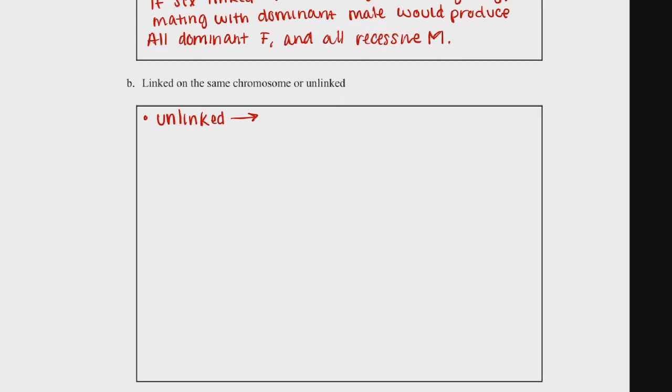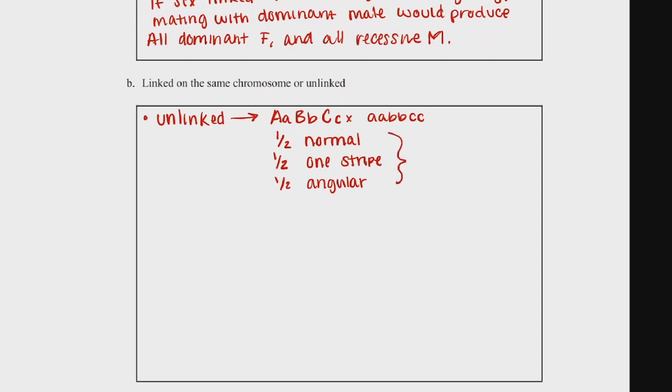So this is, for example, if the genes are autosomal, then the F1 mating of this, we expect to see half normal, half one stripe, half angular. The probability of all these together is 1/8.